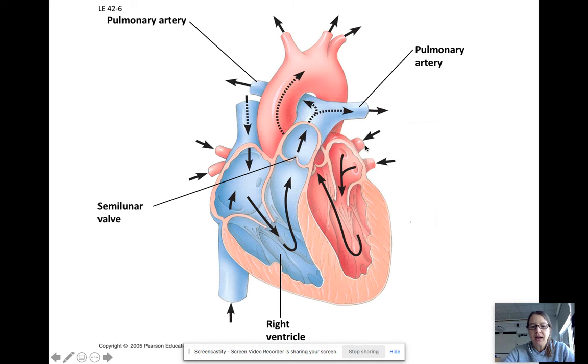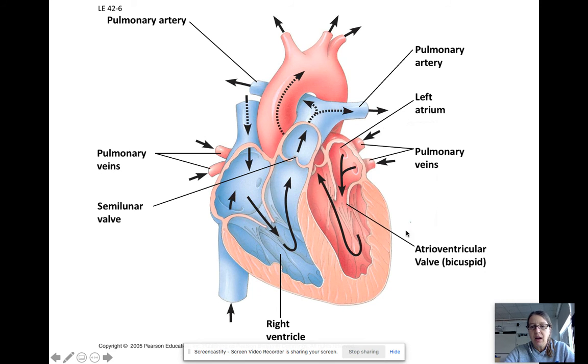And then it's going to come back through the pulmonary veins into the left atrium, right? And then it's going to pass through the AV valves, the atrioventricular valves. This one is the bicuspid. You've probably heard of bicuspid and tricuspid. And it's going to pass through these valves into the ventricle. And again, when the pressure is high here, it'll be open. But once this relaxes and this starts to fill, this will snap shut to keep the blood flow going in the right direction. And then it goes to the left ventricle.